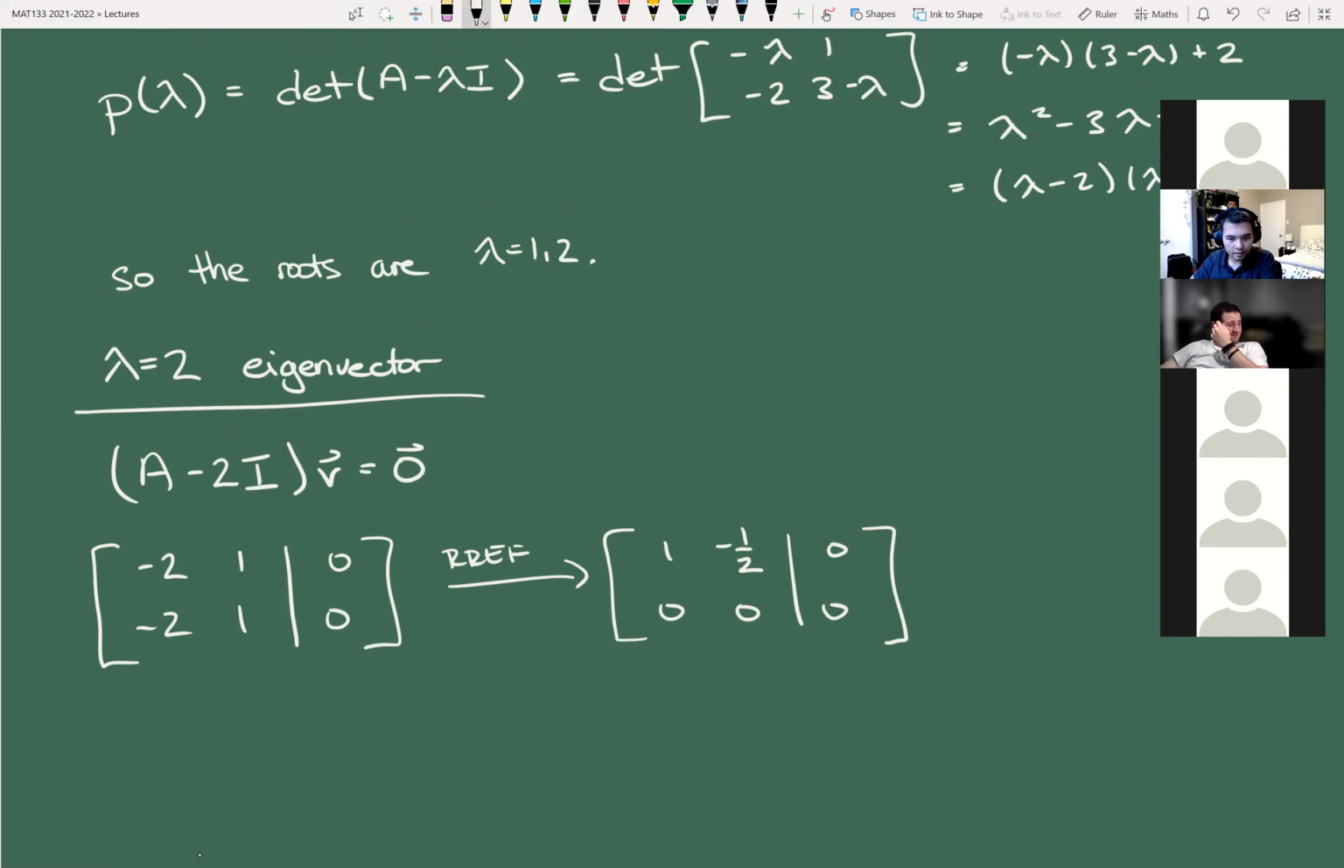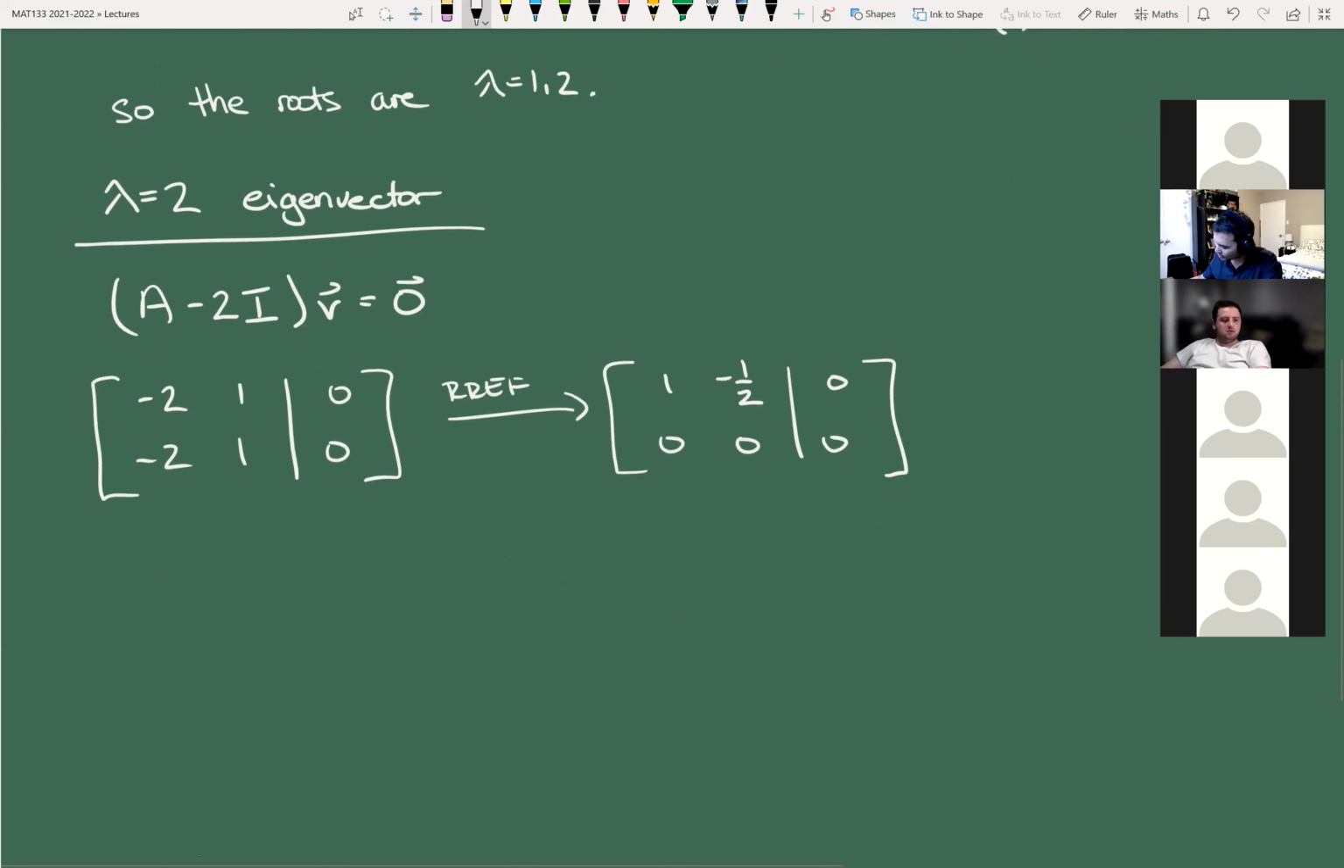And we get that, right? And if you wanted to use Octave to do that, you certainly could. Remember, when you do this, you need to get infinitely many solutions. If you row reduce this matrix and you don't get infinitely many solutions, you did something wrong, because that's the entire point of the eigenvalues, is that they're going to give you infinitely many solutions, right?